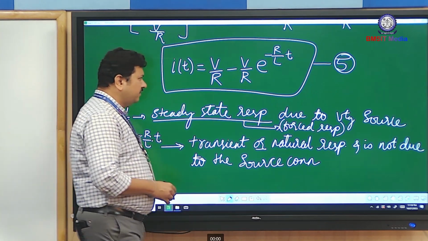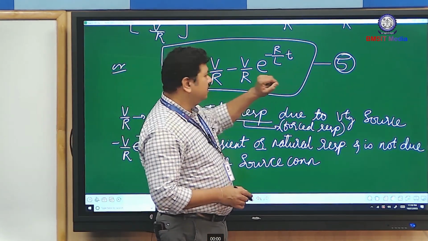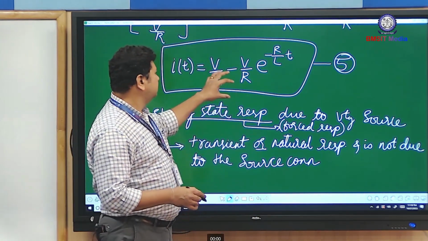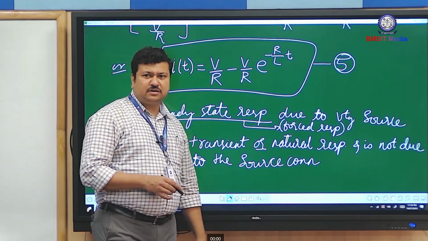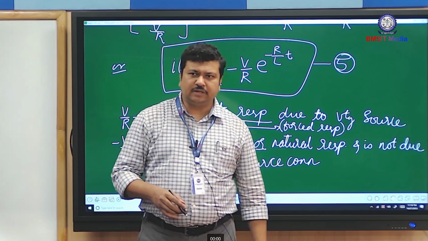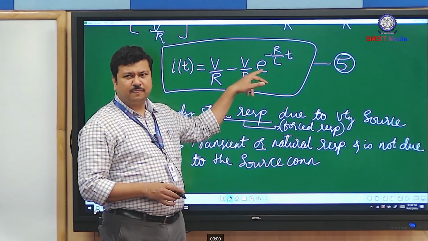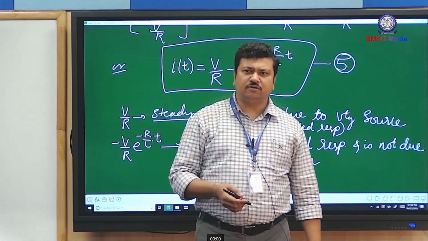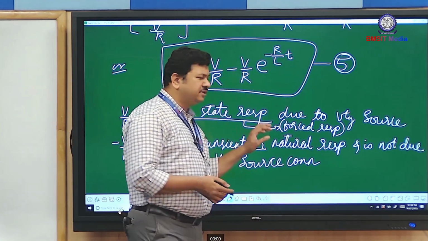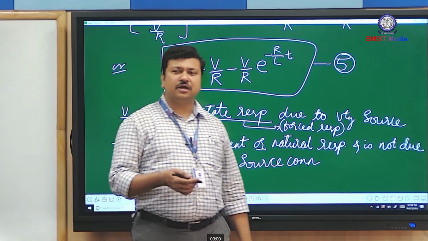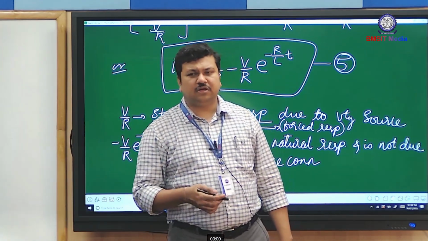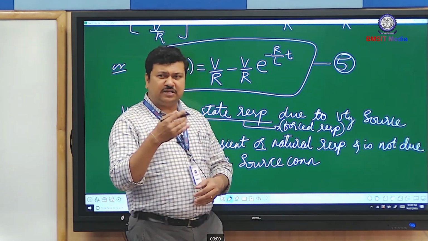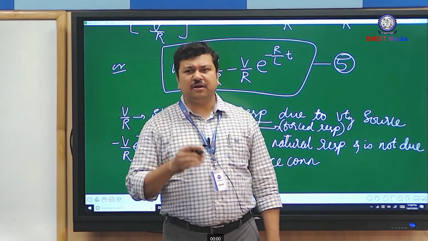But one thing is clear from equation 5, the expression of the total solution of the circuit, that the variation of current is exponential with respect to time, because there is an exponential term present. But when I consider the initial condition of the circuit, at t equal to 0 the current is 0. So I can say from this expression that in an RL series circuit, the current rises exponentially with respect to time until the steady state is reached, and once the steady state is reached, then the current will remain at the steady value.